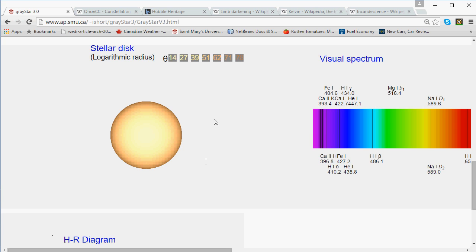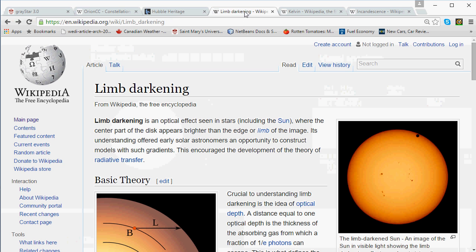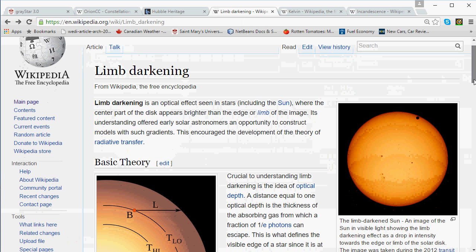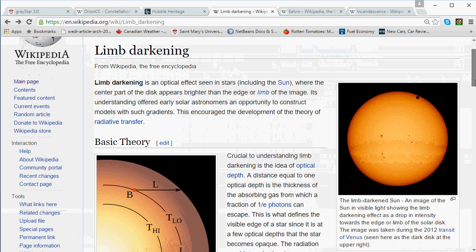If you do want to compare the Gray Star 3 simulation to the real sun, the way to do it is to look at a nice image of the sun like this one. And once again, I'm going to Wikipedia. If you want to find a nice image of the sun that shows what it would look like as our naked eye would see it, then what you're looking for is a white light image of the sun like this one.